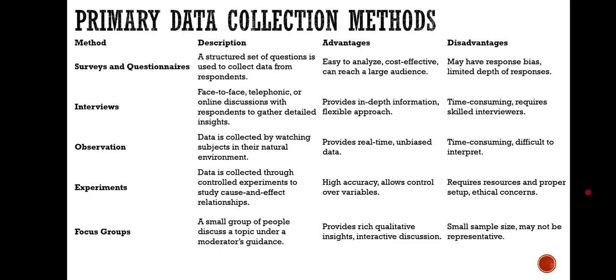So these are the primary data collection methods. Let's understand these methods one by one. First method we have surveys and questionnaires. Second method we have interviews, and third we have observation, experiment, focus group. These are the types of primary data collection. I already mentioned earlier that primary data means you are collecting fresh data from different sources. And let's understand the first method, surveys and questionnaires.